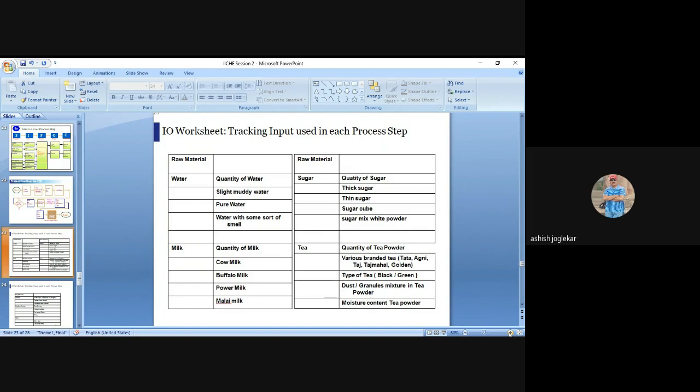So you have to collect data for each parameter. When you say water, then the quantity of water, कितना लिया, 2 cups, 3 cups, 1 cup. Water का quality क्या था? 30 days में 10 days water quality खराब था. That you have to come out with when you find the data.